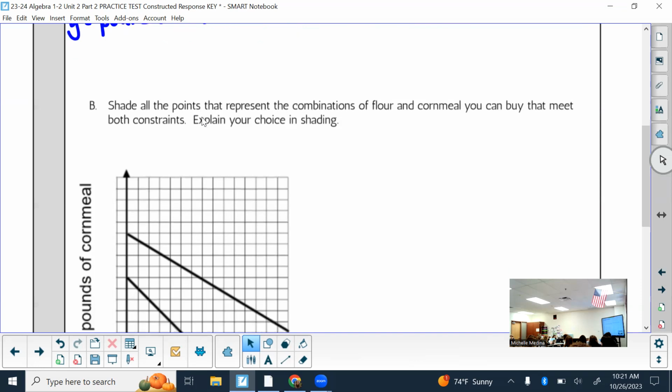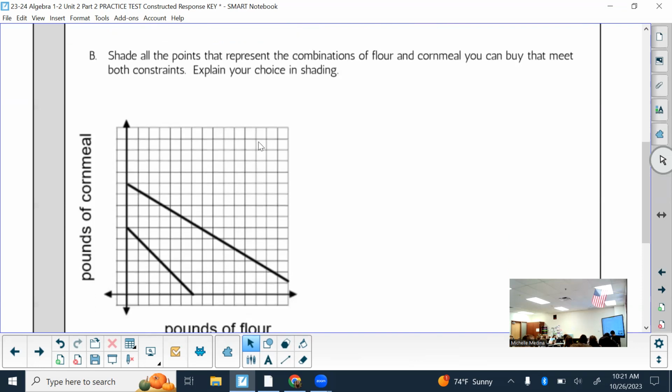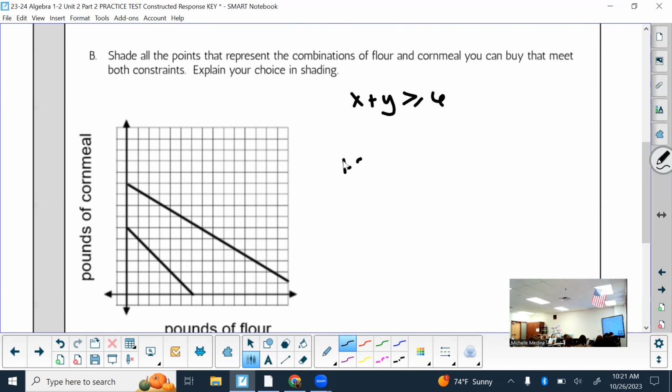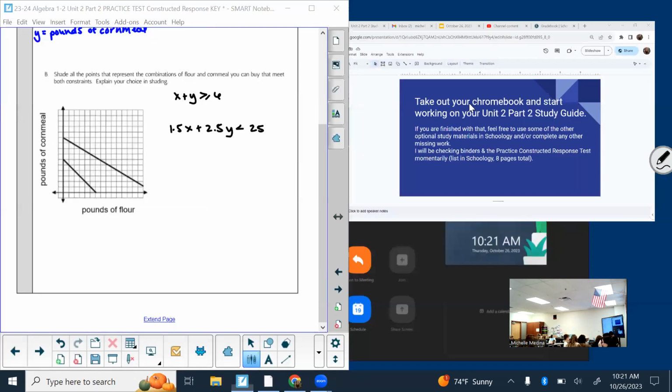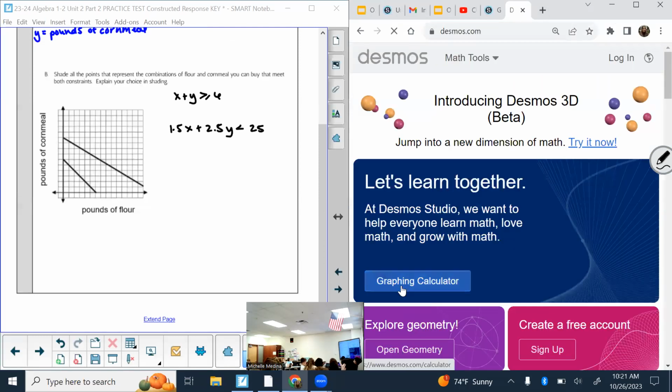What you need to do is shade all the points that meet both constraints. So it's up to you. You could do it by hand, arranging them into slope-intercept form and then following your rules, or you can use Desmos and see where the shading overlaps and then shade that. So what would you rather do? Also, don't forget, if you forget how to use Desmos, I can't help you with it during the test. So make sure you practice it yourself.